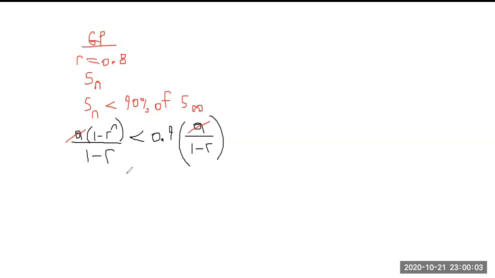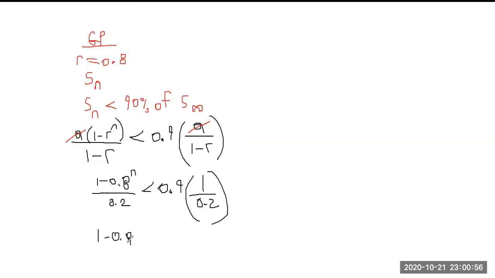And so what we're left with now is the inequality 1 minus r to the n, where r is 0.8, so 1 minus 0.8 to the n, divided by 1 minus r. Now 1 minus r is 1 minus 0.8, which is 0.2, and it is less than 0.9 times 1 over 1 minus r. The right-hand side works out to be 1 divided by 0.2 times 0.9, and that's 4.5. So we have 1 minus 0.8 raised to the power n over 0.2 is less than 4.5.